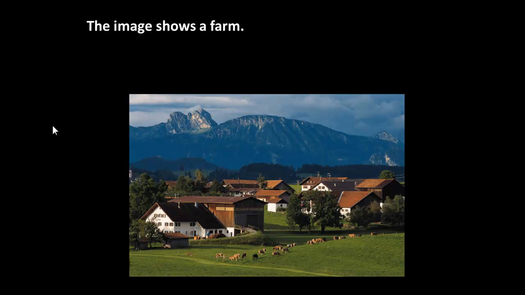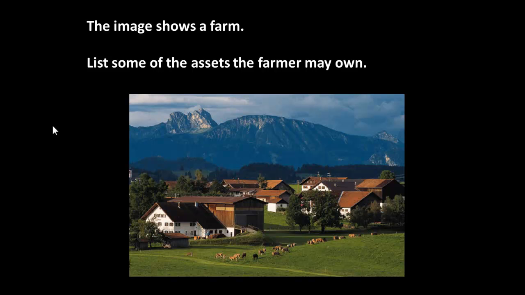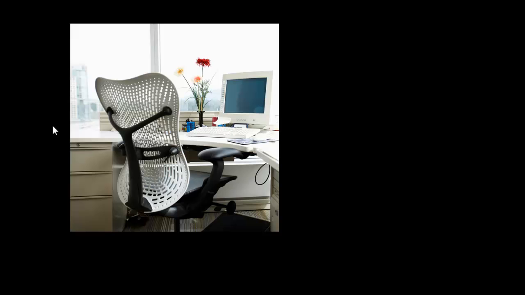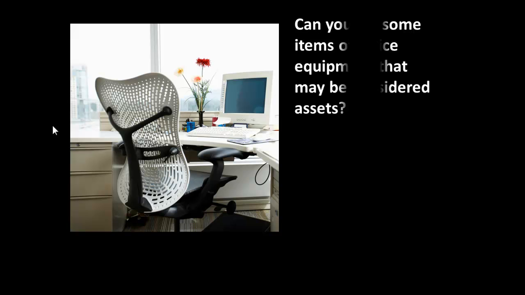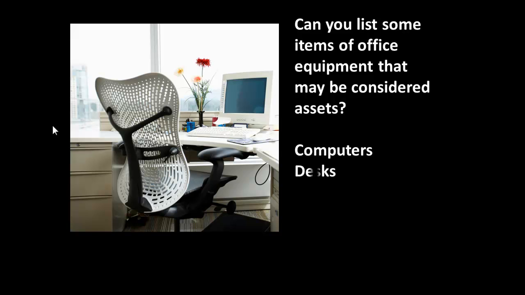Right, here is another image of a farm. Can you think of some assets that the farmer may own? I can think here of, just looking at it, at least 3 different assets that the farmer might own. Okay, here we have a typical picture of an office with equipment. So, office equipment, what sort of things are assets? Computers, yes. Desks, yes. Photocopier, printer, filing cabinets.